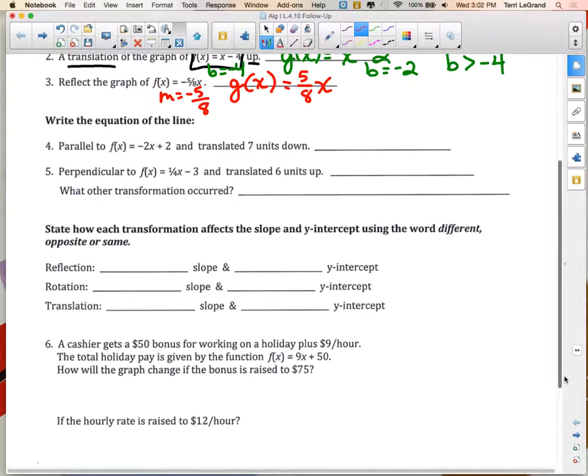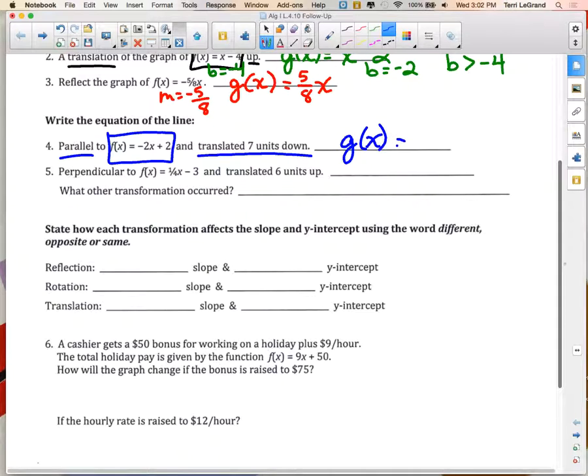Number 4. Write the equation of the line parallel to the given one. In other words, here's what we're given, and we need a new line that has been translated 7 units down, parallel to that one. So, what all needs to change? The y-intercept needs to change. How about the slope? Why not? It's translation. Because it's parallel. The parallel part tells us not to change the slope, doesn't it? The translation tells us to change the y-intercept. The parallel says don't change the slope. So everybody's got to have the same answer here.